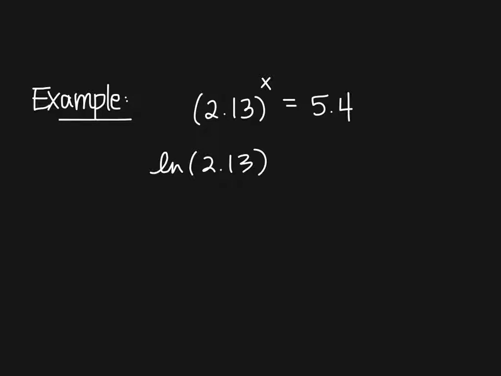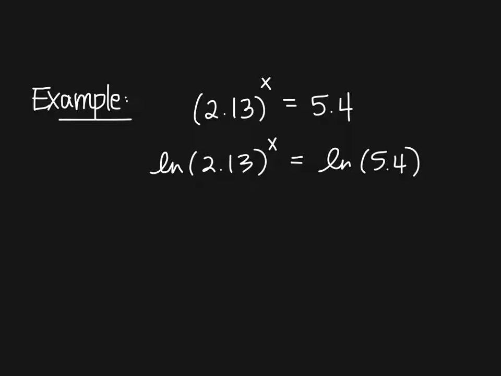What are we on, example 4? No, example 5. All right. 2.13 to the x equals 5.4. This is back to a fairly easy one. 2.13. Where's the x? In the power. Where do we want it? In the front. How do we make it happen? With an ln. Okay, ln of 2.13 to the x and ln of 5.4.